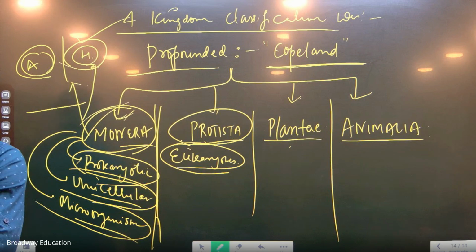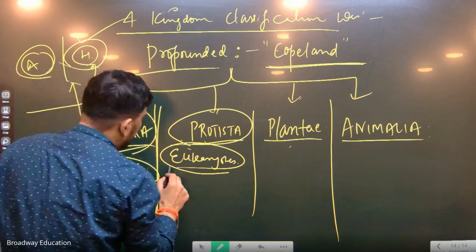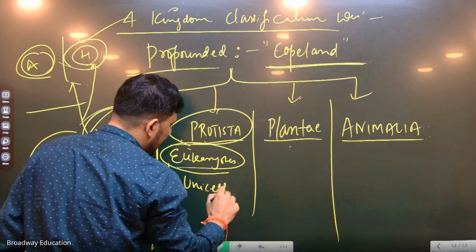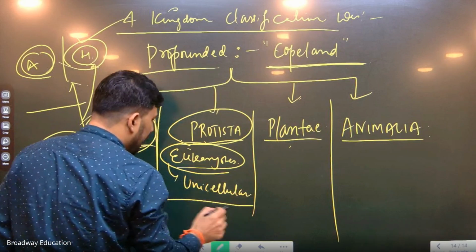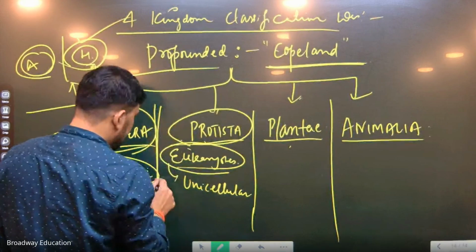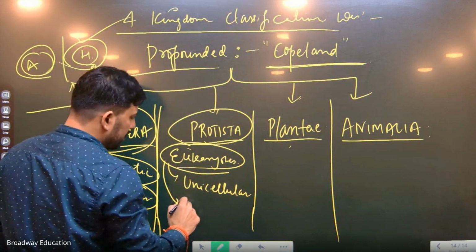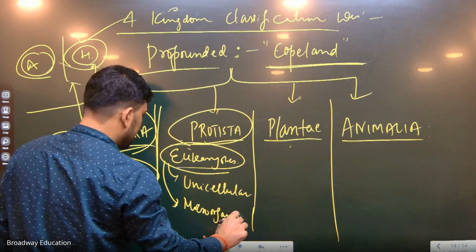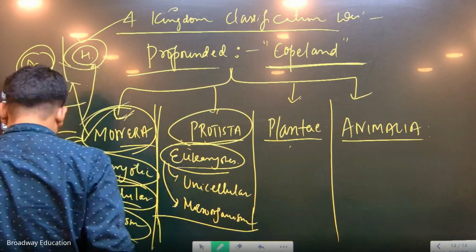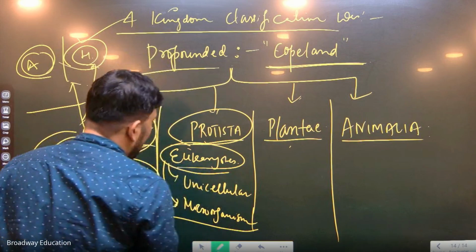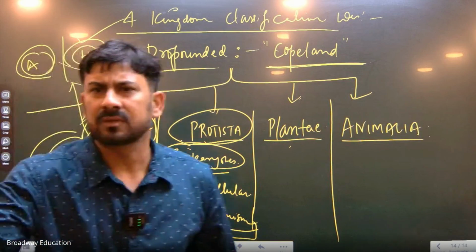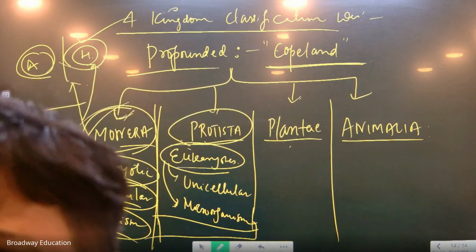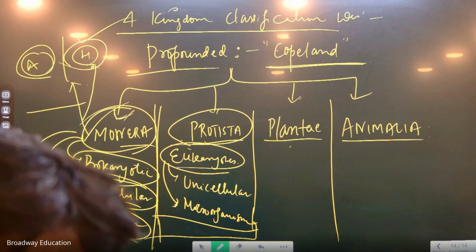So, eukaryotic, and these are also unicellular. You can write here that these are also microorganisms only. Are the protistas only autotrophs?